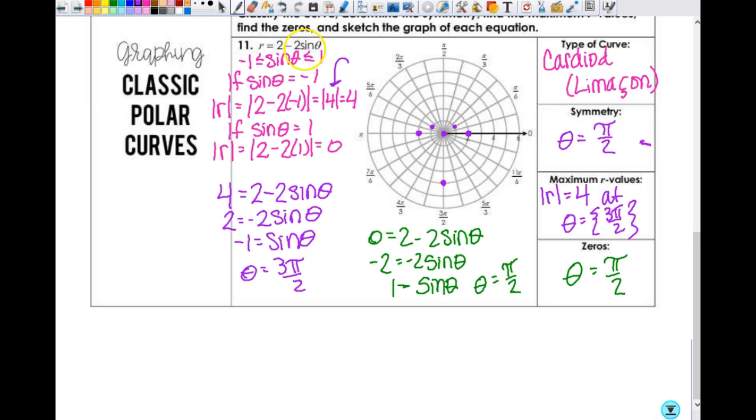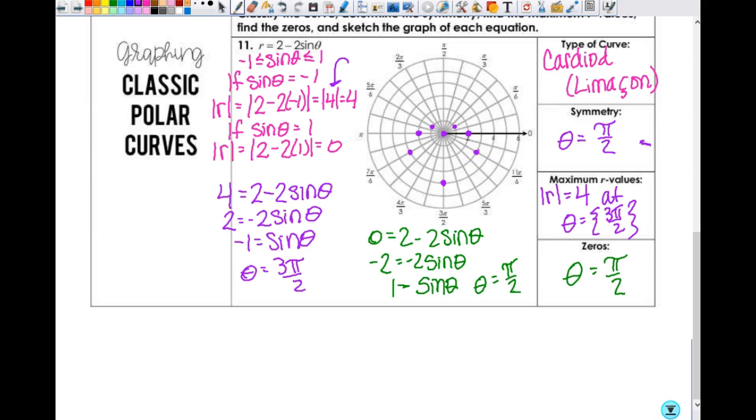Negative 1/2. So negative 1/2 times a negative 2 is a positive 1. 2 plus 1 is 3. So at 7 pi/6, I have a radius of 3, which means over here at 11 pi/6, my radius is also 3.